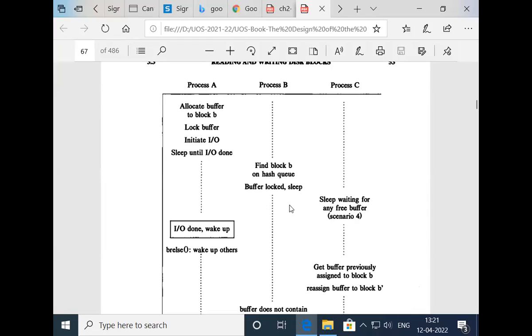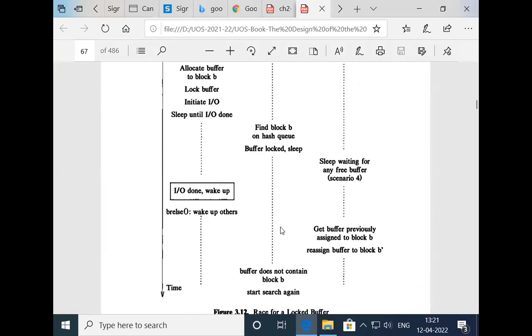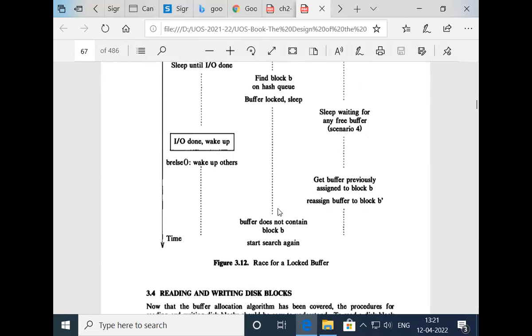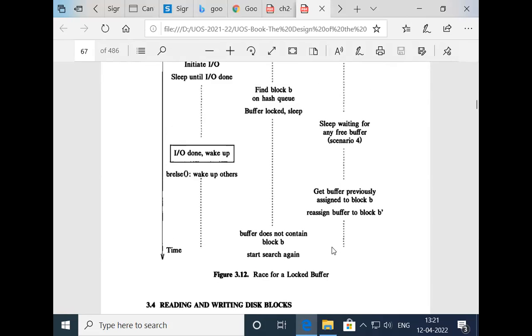So what about process B? प्रोसेस बी ला 99च लागणार आहे त्यामुळे प्रोसेस बी परत वेटिंग स्टेट मध्ये जाते. Buffer does not contain block B, start search again. So if you observe over here, process B चा जर विचार केला तर process B माहित नाही कधी एक्झिक्यूट होईल किंवा प्रोसेस बी ला 99 हा बफर फ्युचर मध्ये मिळेल का नाही याची पण गॅरंटी नाहीये. So process B maybe going in infinite waiting state. So that's why it is called as a race for locked buffer. Race for locked buffer. Got it?